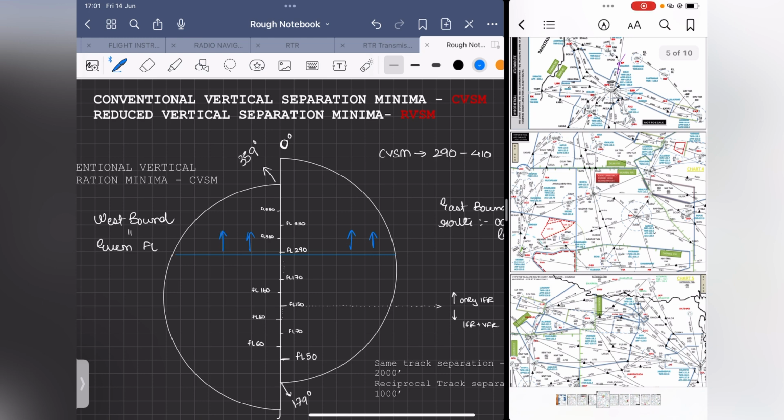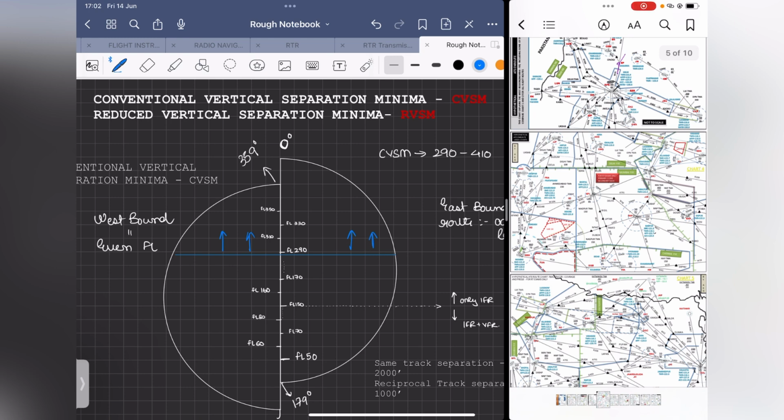The reason this was done is, back in the day, the instruments used to measure altitude were not that precise. We used to have pressure altimeters. Even servo altimeters had not come up by then. So the instruments by themselves were not very efficient and precise. So, in order to reduce the risk of a collision, we increased the distance between these two aircraft. Think of it like a buffer. They needed that extra buffer to maintain safety because their altimeters were giving a little erroneous reading. And that's the whole reason CVSM came into play.